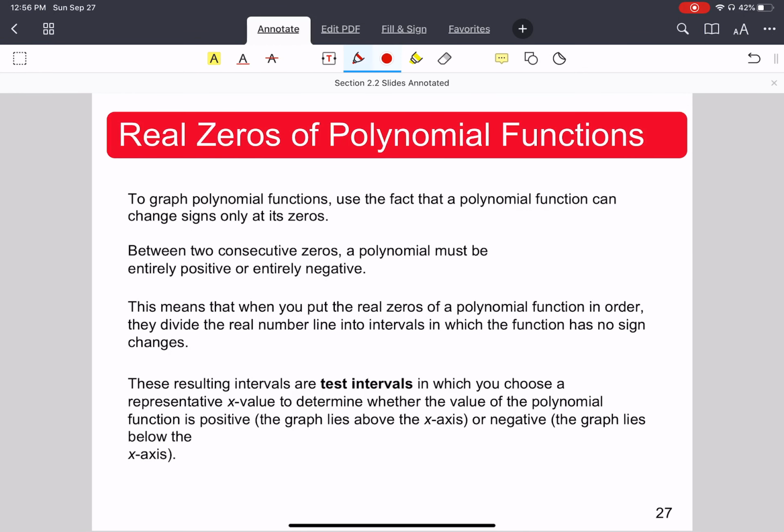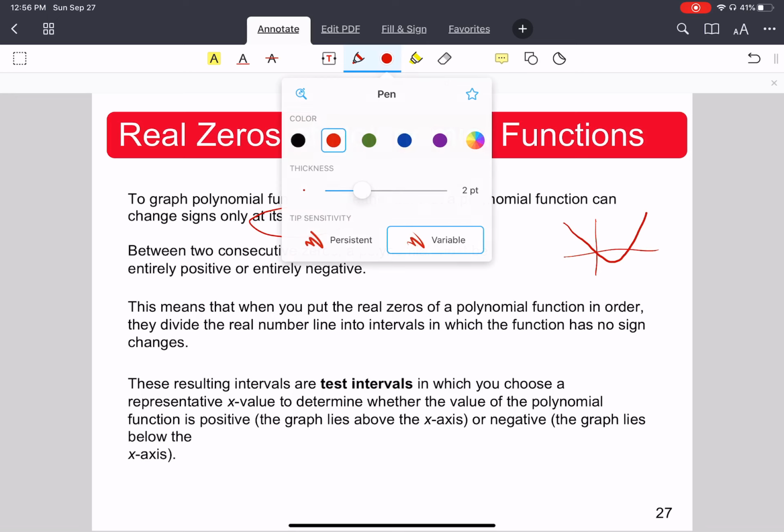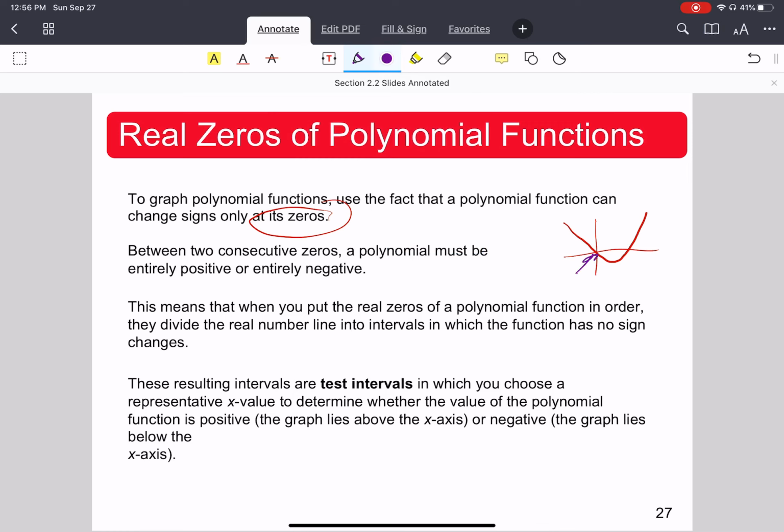In the slide, you can find some information about what I just said verbally. Again, to graph polynomials, you use the fact that a polynomial function can change signs only at its zeros. We know that is true because if you have a function like this, at these zeros the function goes from the positive to the negative side. And on the second one, it goes from the negative side to the positive side. So it changes signs at its zeros.